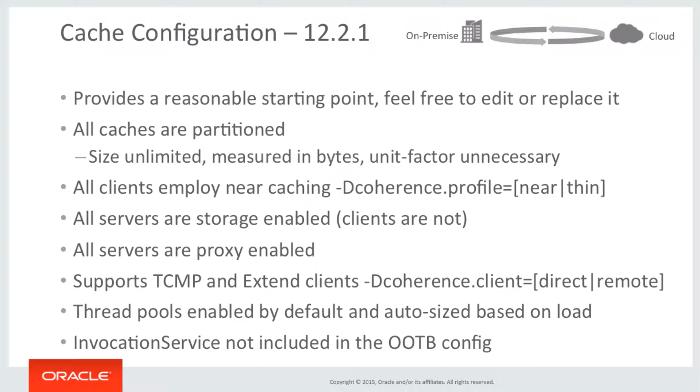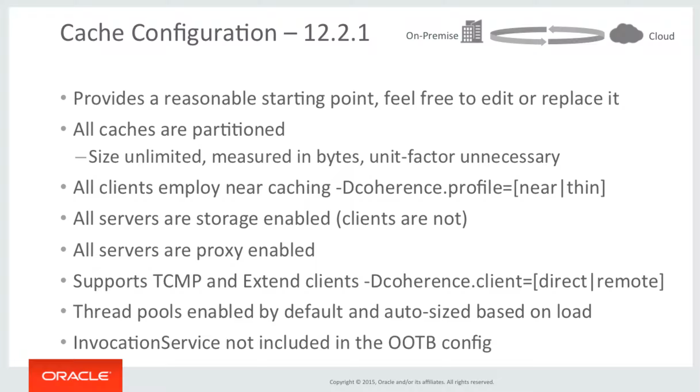So if you set your high units to a value larger than 2 gigabytes, we'll automatically set the unit factor to an appropriate size so that high units is meaningful. So for instance, if you set your high units to 16 gigabytes, we'll automatically set the unit factor to 1K, and your cache units will be measured in kilobytes rather than bytes. What does any of this mean? It means you don't have to set the unit factor.